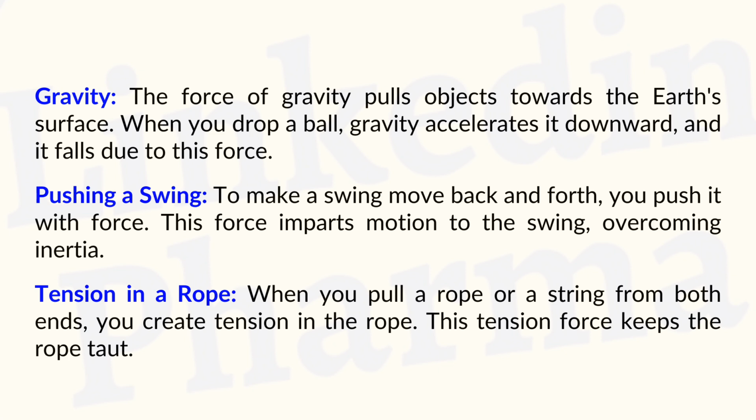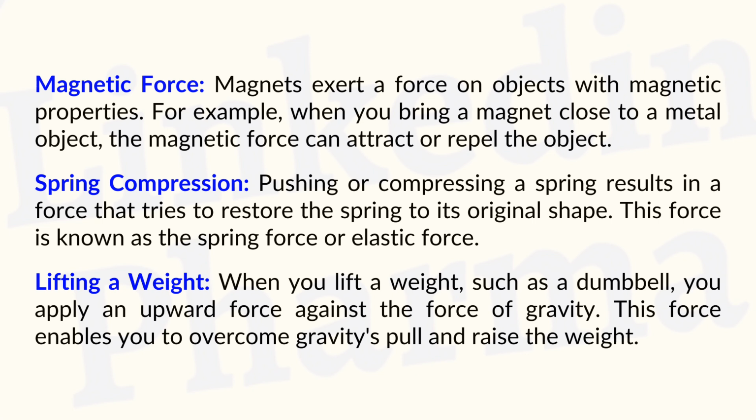Pushing a swing. To make a swing move back and forth, you push it with force. This force imparts motion to the swing, overcoming inertia. Tension in a rope. When you pull a rope or a string from both ends, you create tension in the rope. This tension force keeps the rope taut. Magnetic force. Magnets exert a force on objects with magnetic properties. For example, when you bring a magnet close to a metal object, the magnetic force can attract or repel the object.